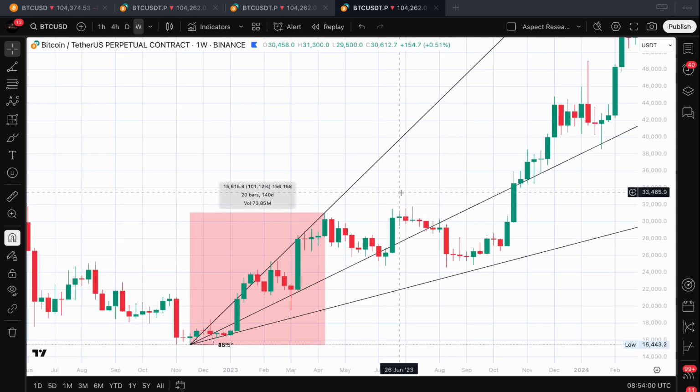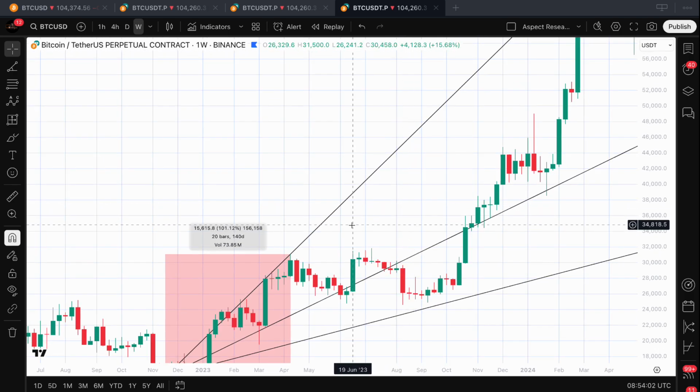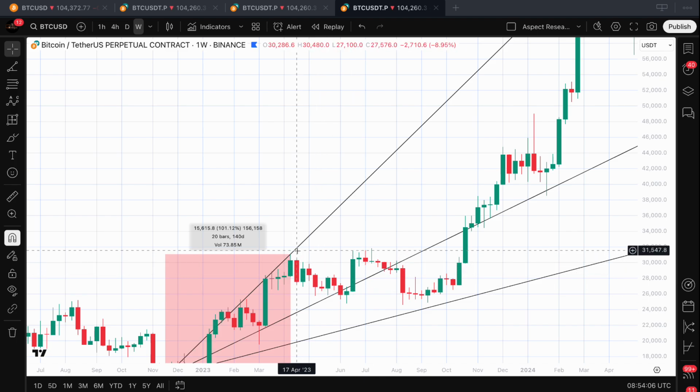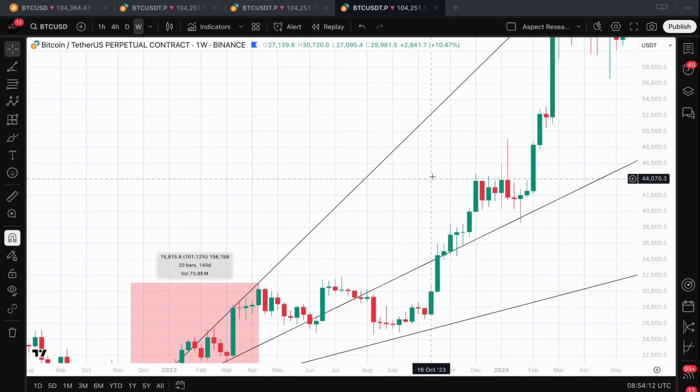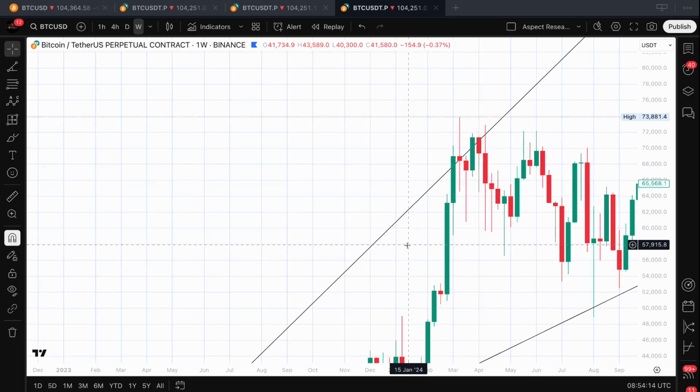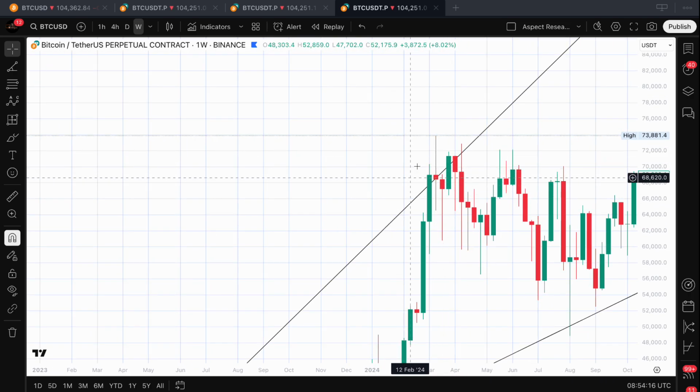What we are going to do is, we know that as long as the price is away from the 45-degree angle, it is still far away from making a top. But when the price begins to test the 45-degree angle, you know that you have a possible top.